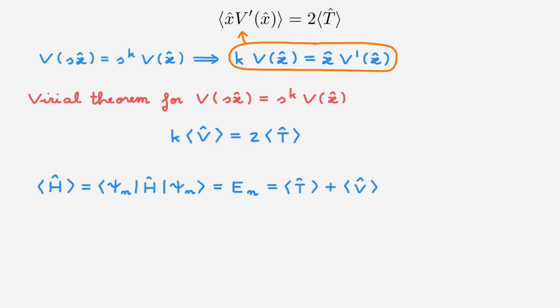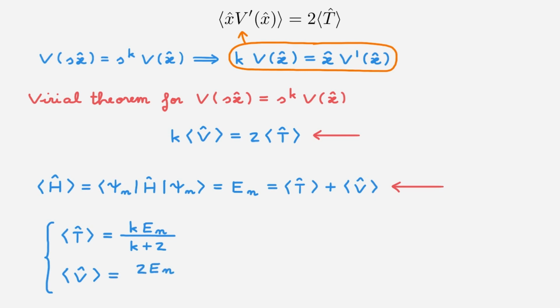We now have two equations relating the expectation values of the kinetic and potential energies. The first one is the Virial theorem up here, and the second is this one here, that describes the fact that the total energy of the system is equal to the sum of the kinetic and potential energies. From these two equations, we can isolate the expectation value of either kinetic or potential energies. I'll leave it as an exercise for you, but it should be easy to confirm that we get the expectation value of the kinetic energy as equal to k En over k plus 2, and we get the expectation value of the potential energy as equal to 2 En over k plus 2.